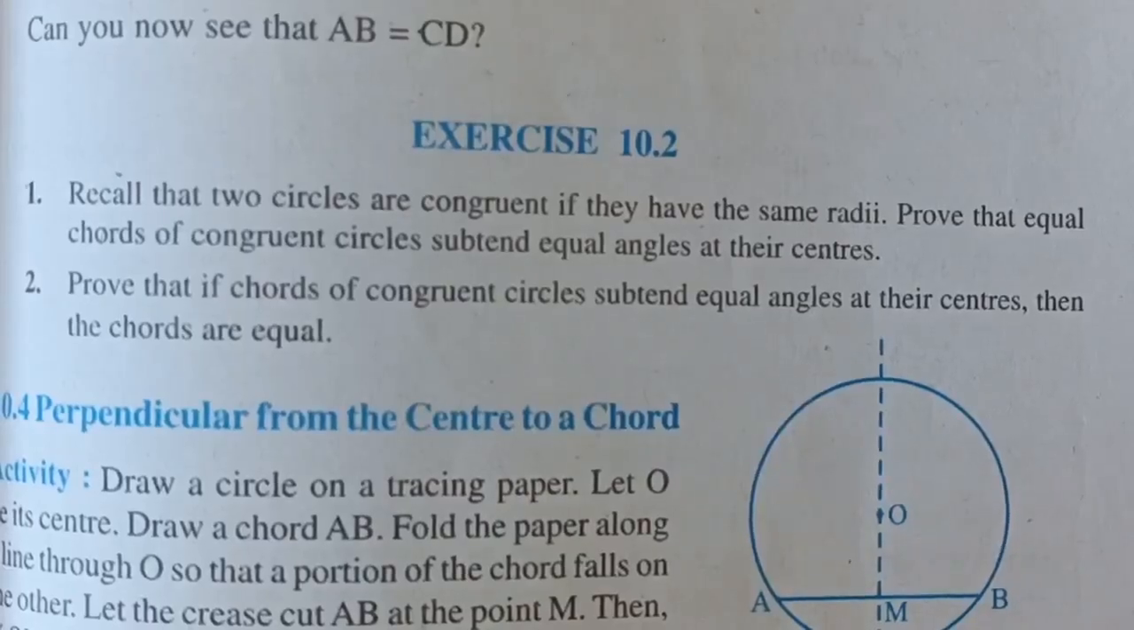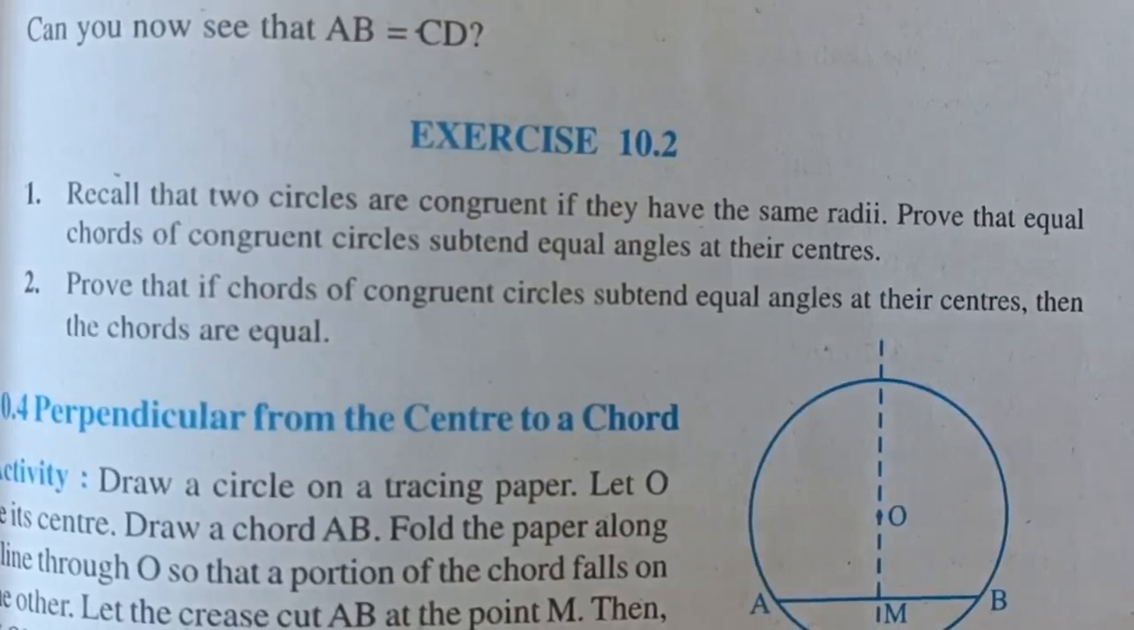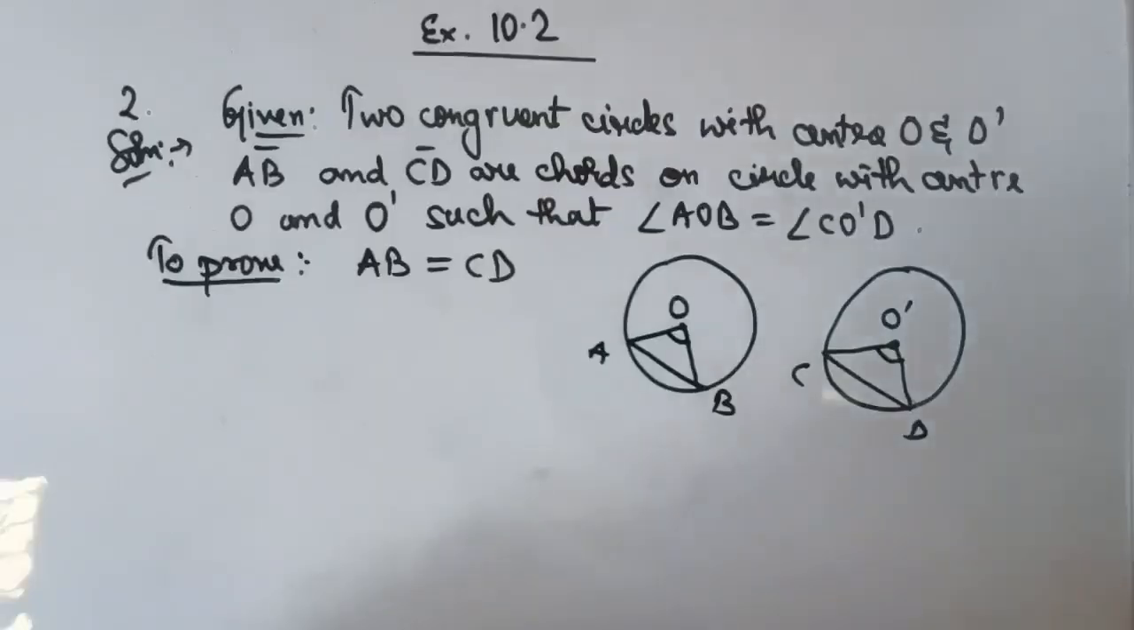Next questions from exercise 10.2. Question number 2. Prove that if chords of congruent circles subtend equal angles at their centers, then the chords are equal. Exercise 10.2, question number 2, solution.